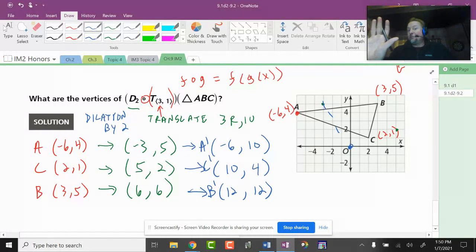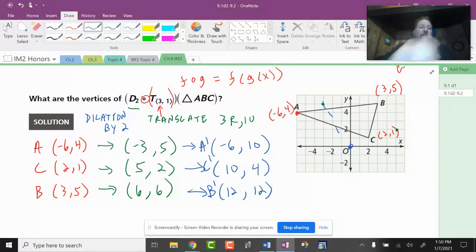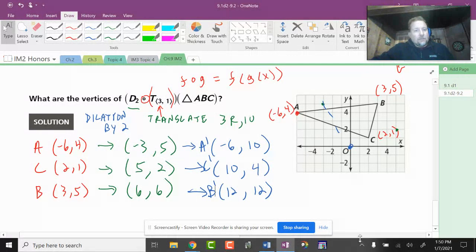And then, if you piggyback off old notes, the perimeter would be 2 times as big as the perimeter of ABC. The area of the new triangle would be 2 squared, which is 4 times as big as the area of ABC. Just something to remember from a video.